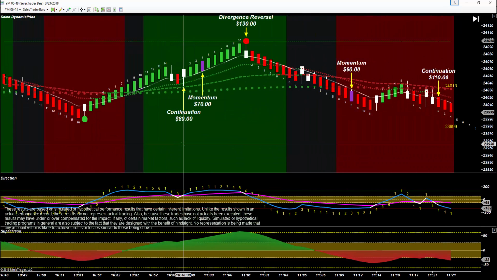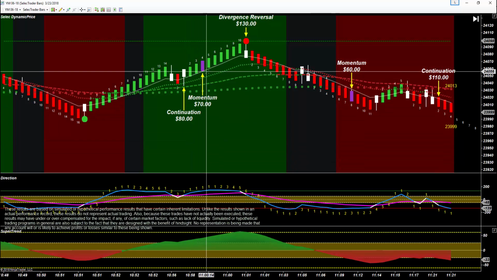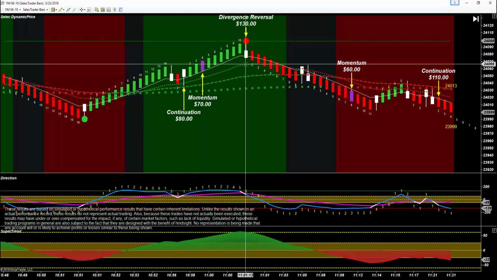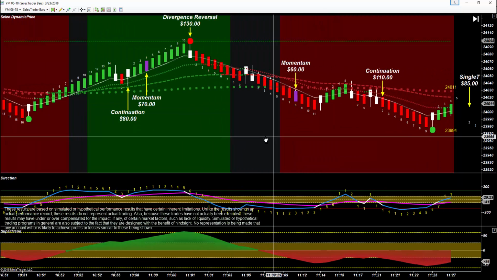Then we have a continuation long, just hitting profit target, and when we get stopped out by this very small tail here on bar 4, we can hop back in on this momentum. And we have a divergence reversal off the high of the day, hitting profit target and grabbing some extra ticks with the runner trailing at the green DPI price.